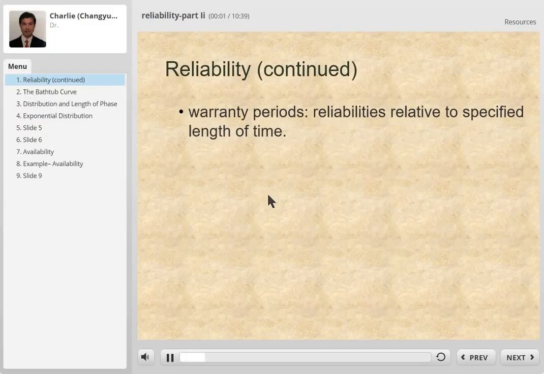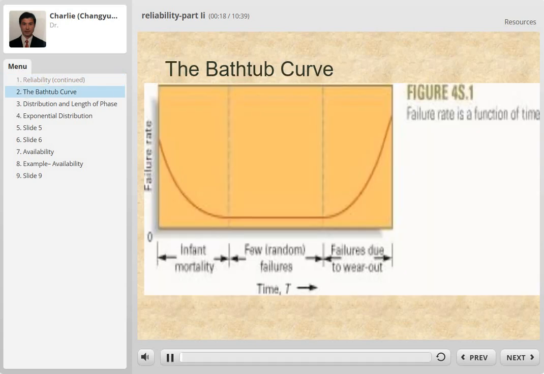The products we buy usually come with a warranty, and there is a warranty period. The warranty period is usually relative to a specific length of time. From research, we know that the reliability of products usually has a curve that looks like this. This is the curve, and we call it a bathtub curve because it looks like a bathtub.